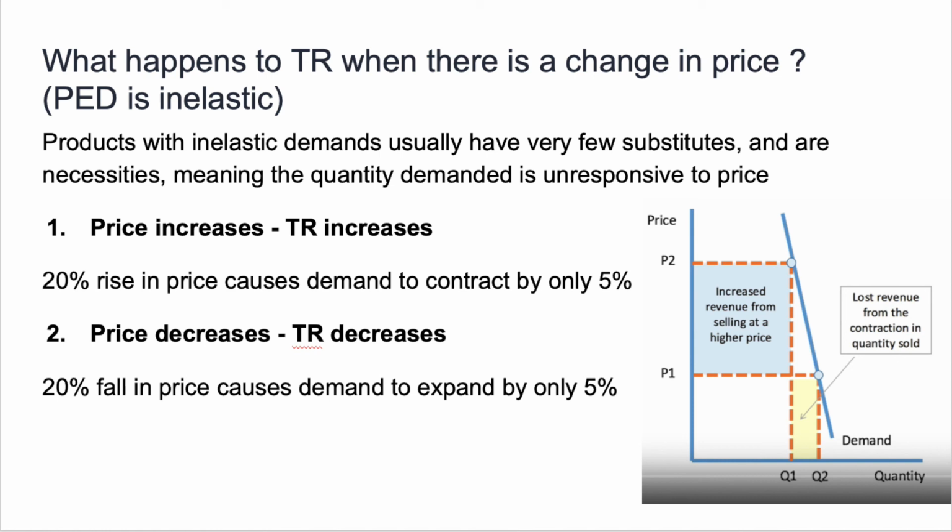Now, the second scenario is when price decreases. As seen in graph 2, when you look at it the other way, a 20% fall in the price causes demand to expand by only 5%. Now, this is a disproportionate amount of percentages, and therefore, when you're trading 20% for only a 5% increase, the total revenue will decrease.